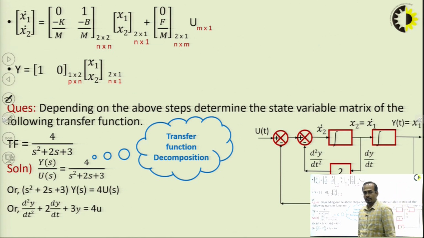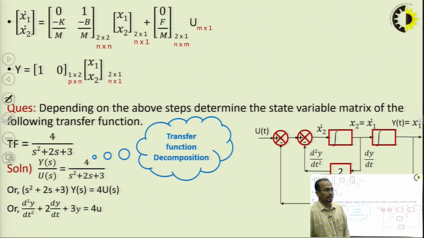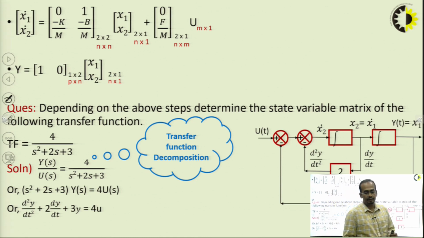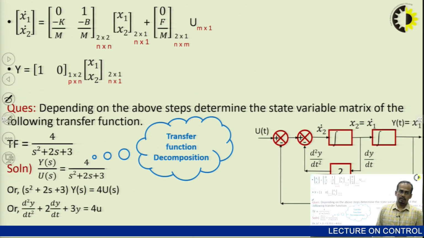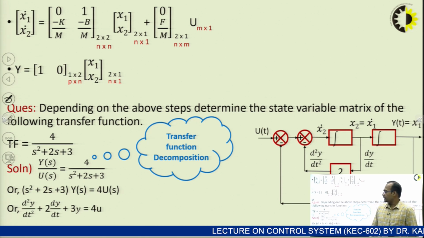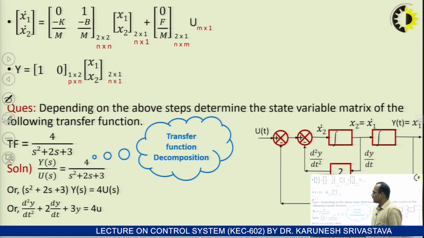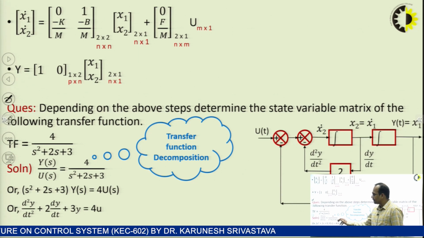Now let us take another example. In this question, the transfer function is given to you. In the previous question, the mechanical system was given to us and we derived the differential equation from it. After getting the differential equation, we found how to find the state matrix or system matrix, input matrix and feed forward matrix. Here the transfer function is given: TF is equal to 4 by s square plus 2s plus 3. Again the procedure is the same. We have to find the differential equation by taking the inverse Laplace.